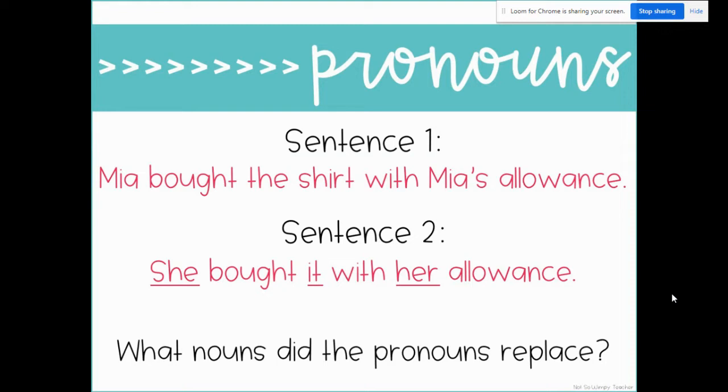All right, sentence number 1 on the next one. Mia bought the shirt with Mia's allowance. We can change those nouns to replace them with pronouns. She bought it with her allowance. Mia was replaced with she. Shirt was replaced with it, and Mia's was replaced with her.